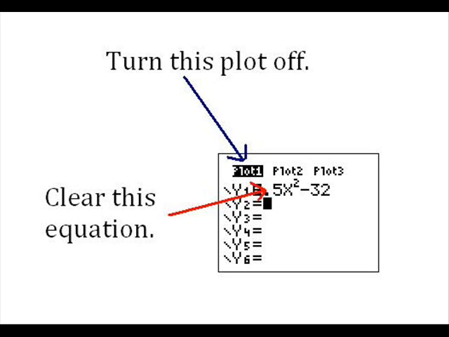If you're using the TI-82, you will have to press second, then Y equals, and choose option 4, and then hit enter on the home screen to turn all stat plots off.